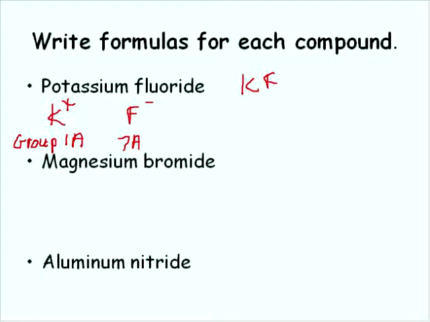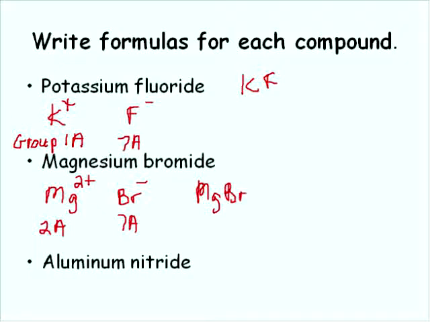We look at magnesium. Magnesium is in group 2A. It has 2 valence electrons. It's going to lose those 2 electrons, so therefore it's going to have a plus 2 charge. Bromine is in group 7A. It has 7 valence electrons. It's going to gain 1. So now we look at this. For every 1 magnesium, we're going to need 2 bromide ions.